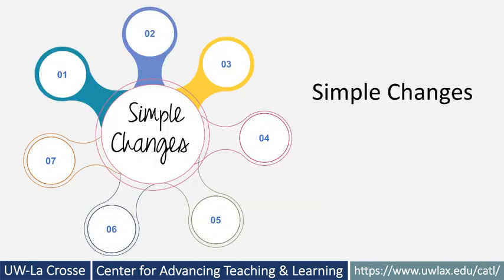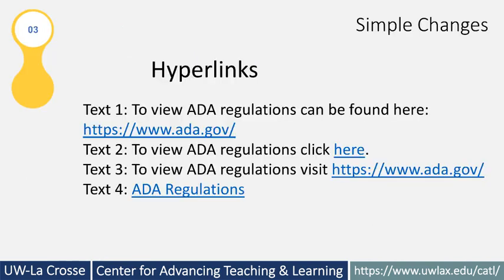There are many changes you can make to your course to make it more accessible. Here are 2 very simple changes you can make now. One is hyperlinks. To support the Americans with Disabilities Act in your online courses, it is recommended that hyperlinks are text within a sentence to foster readability.